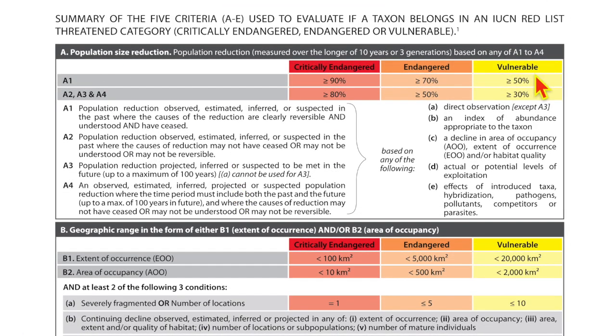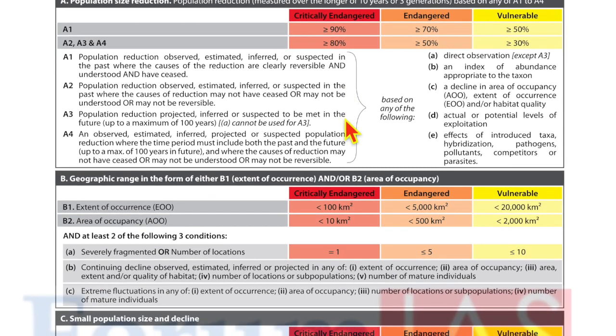Now, this would be the criteria used by IUCN, 5 criteria that are A to E, to categorize the species into critically endangered, endangered, or vulnerable.